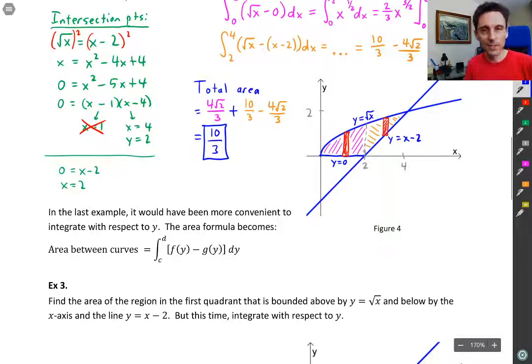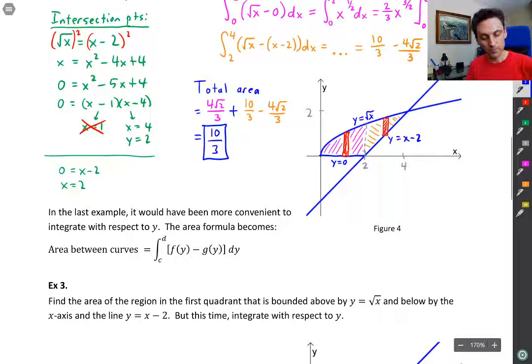We don't really have to split up our region into two parts anymore because maybe the bottom function changes. When we're doing an integral with respect to y, we don't have to break it up because the right curve never changes, the left curve never changes, and so we'll be able to set up a single integral. So the area between the curves is equal to the integral from c to d. C would be 0 in our example 2, and d would be 2, of f of y minus g of y dy.